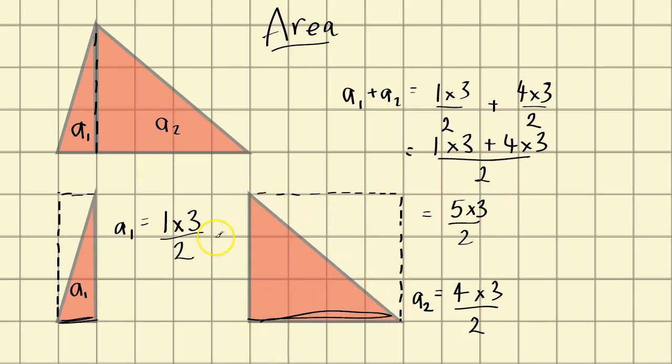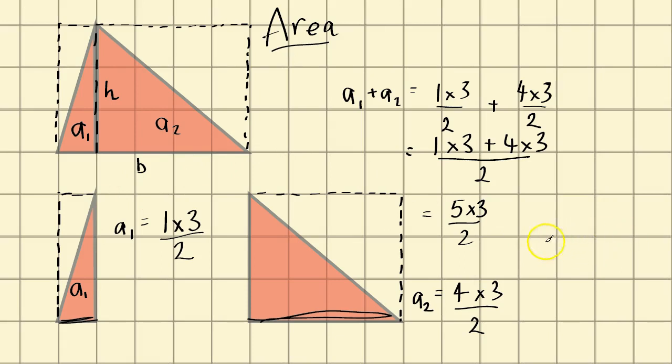So if it makes sense to you to think of it like this, you can think of it as the base of your original rectangle, which we've seen gets added together, so it's going to be that whole base length times the height, and then you want to find half of that area.